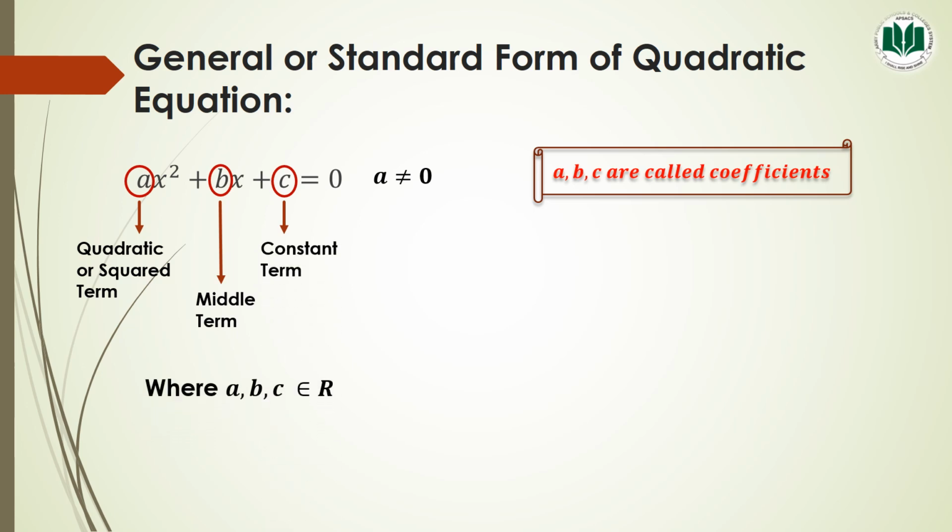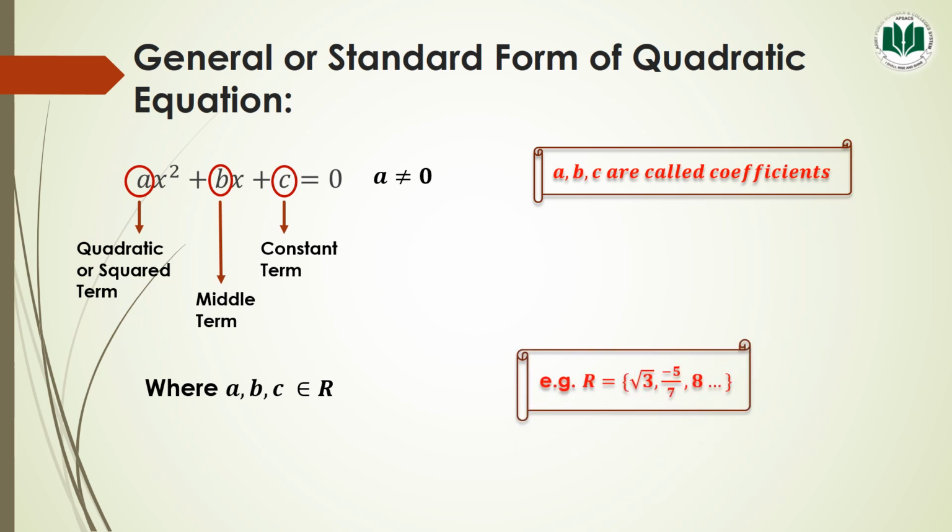Also, there is a condition on these coefficients a, b and c. A, b and c should always belongs to R. R means real numbers. So that means these coefficients can be under root 3, minus 5 by 7, 8. That means these coefficients can be irrational, rational, or integers.